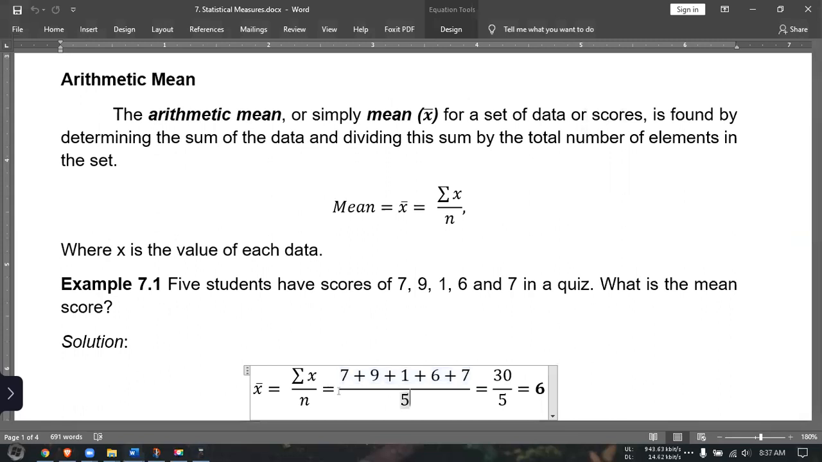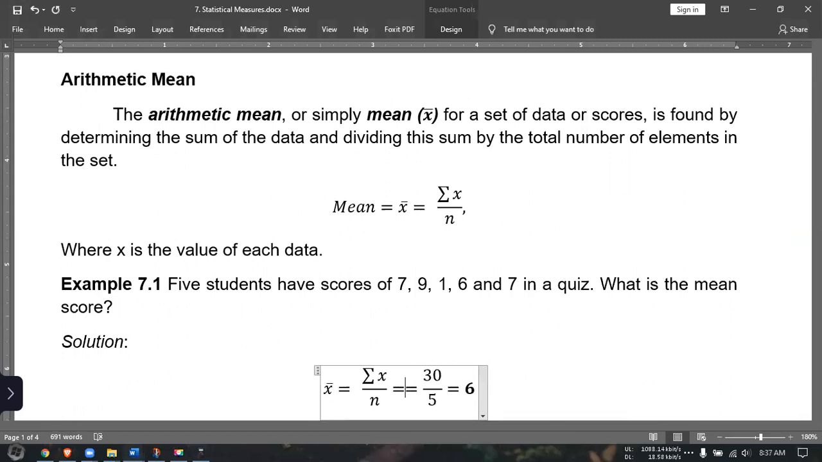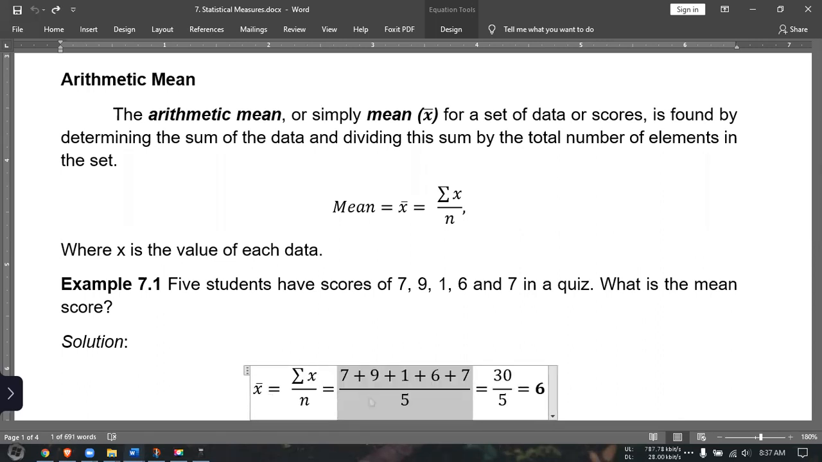In your solution, there's no need to show the summation part, kasi obvious naman yun, para lang umikli yung solution natin. Kasi kung you have more than 10 observations or values, mahaba na yung solution natin. So it's okay not to include this anymore in your solution lines. Okay.